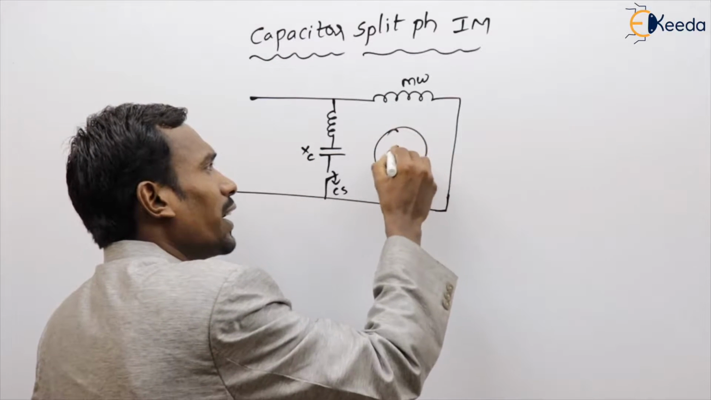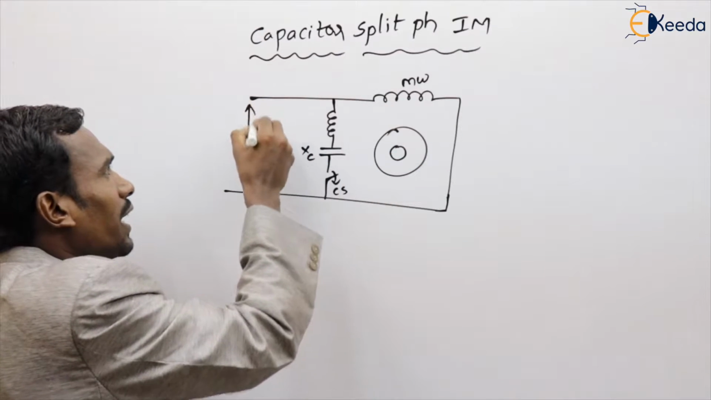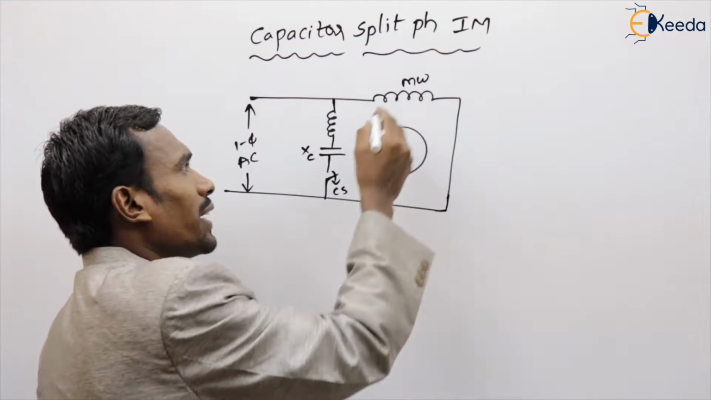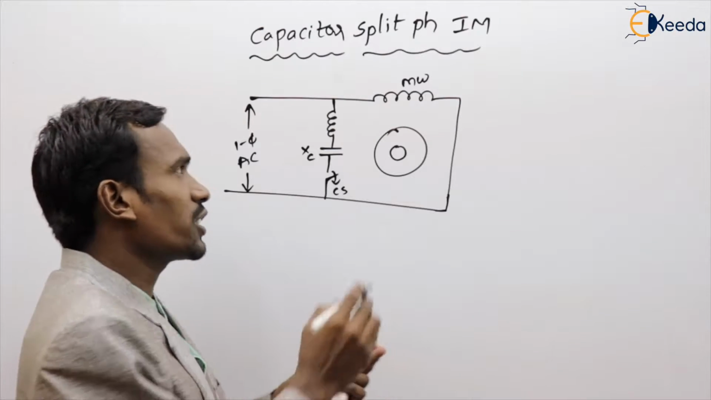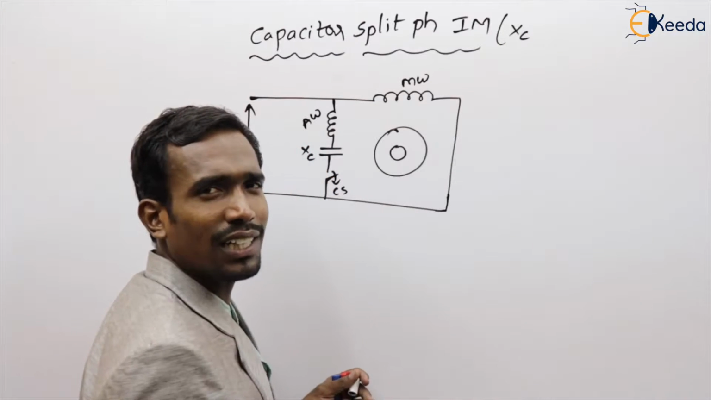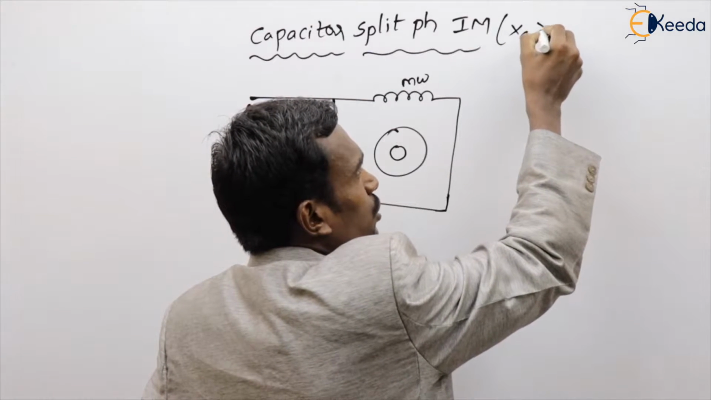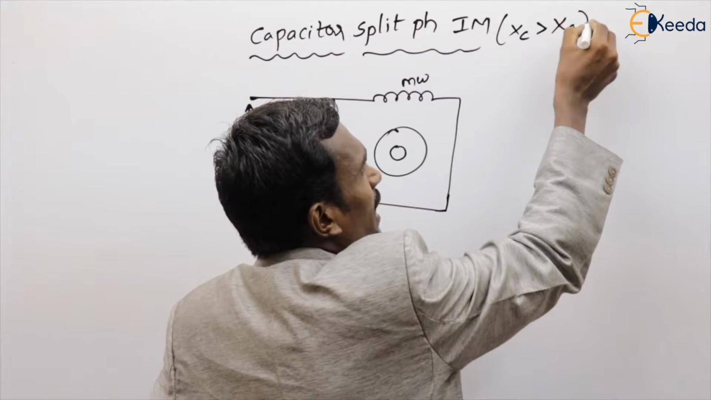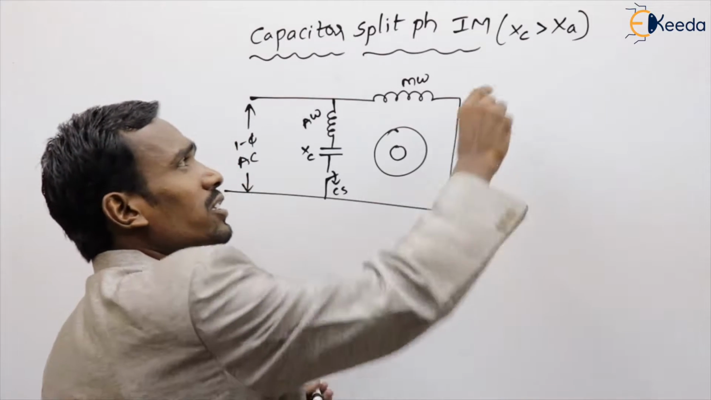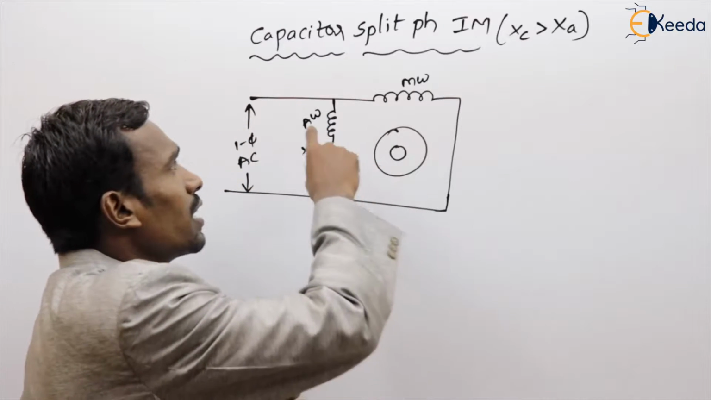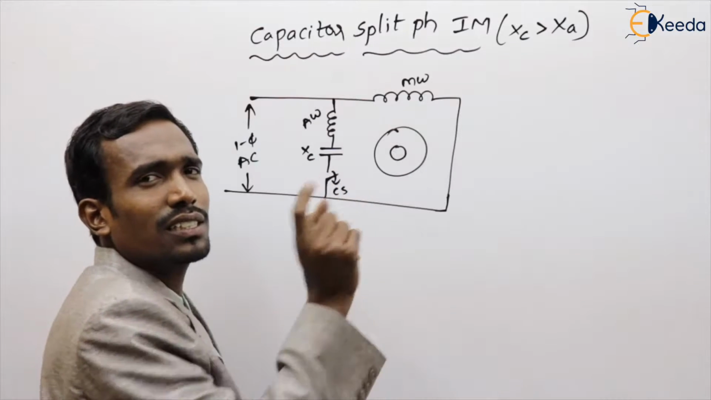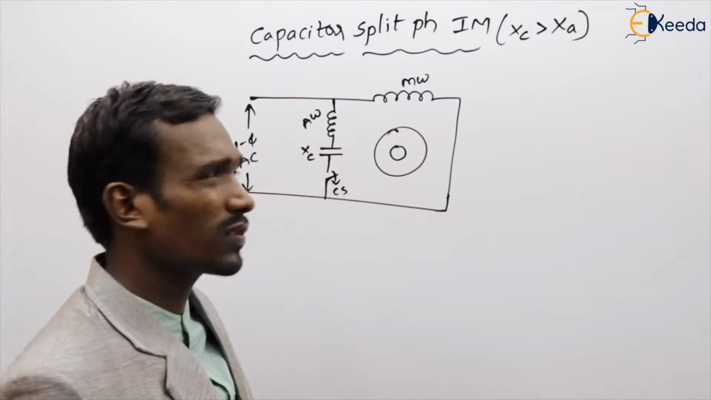Here we have a rotor circuit, and a single phase AC supply is given to the machine. The condition is that the capacitor reactance XC should be greater than the reactance of the auxiliary winding. See here the auxiliary winding, main winding, XC, and what is this? The centrifugal switch, right.